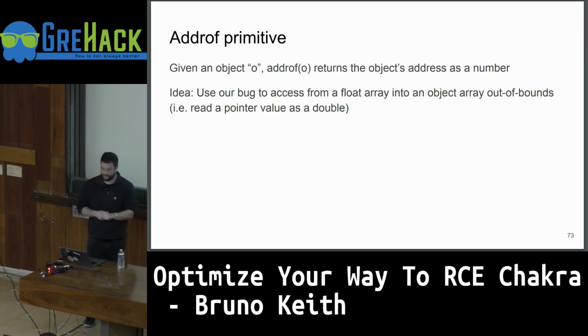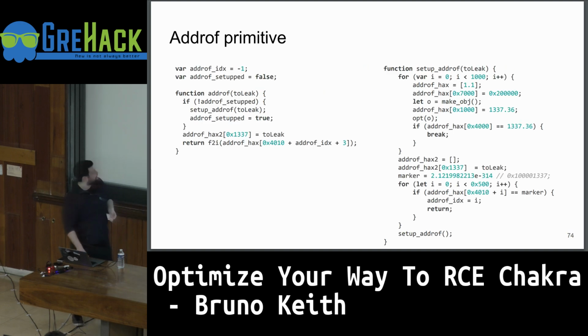So the address_of primitive, let's formalize a bit. Given an object O, address_of(O) should return to you the object's address as a number. So the idea that we're going to use here is our bug, which allows us to access out of bounds from an array. So we're going to be accessing out of bounds from a float array, reading memory, and trying to read an object in a controlled way so we are able to reliably get its address. So what we're going to do is read the pointer value as a double. And here I have the code for that. Hope you can see in the back, but I'll walk you through it.